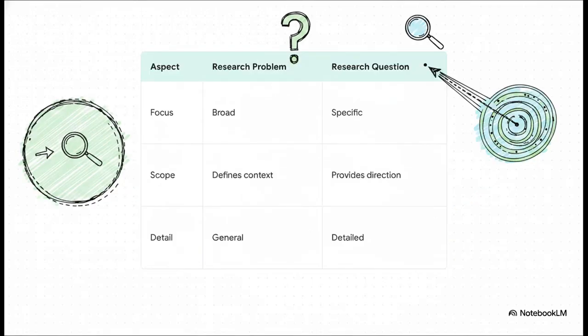So putting them head-to-head like this makes it really clear. The problem identifies the overarching need for the study. It's broad, and it sets the context. But the question serves as your detailed, step-by-step guide. It narrows your focus and acts as an interrogative sentence that your research is actually going to answer. Basically, the problem highlights why we should care, while the question guides your inquiry straight toward meaningful results.